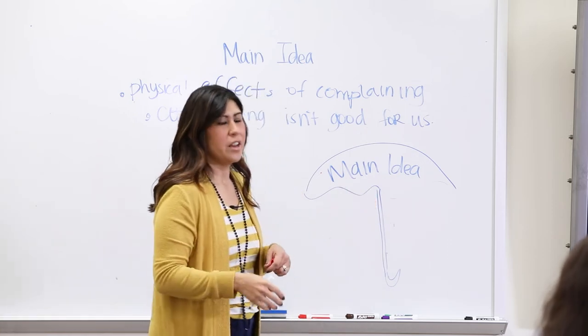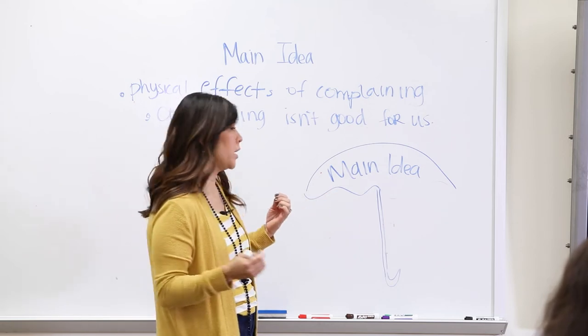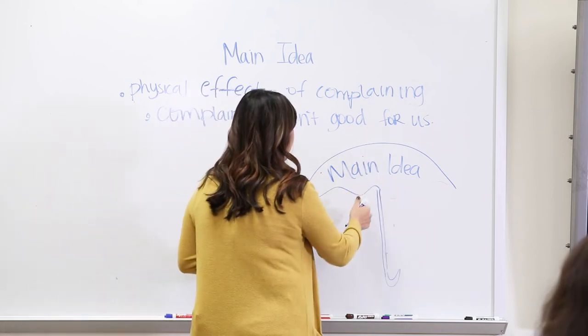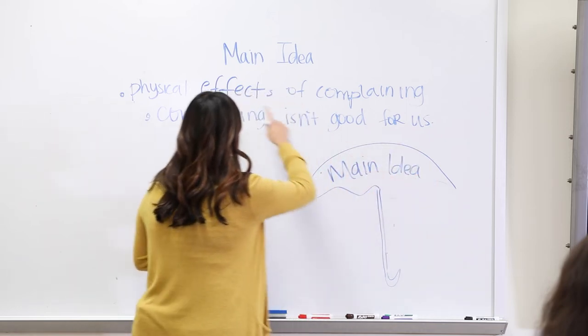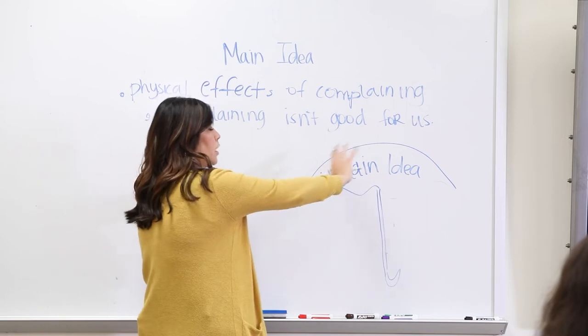writing's so subjective. Sometimes a writer has a couple of main ideas they're trying to share, right? So main idea would be like, okay, this is what it's about. Let's say we'll use that, physical effects of complaining. That's our main idea. That's our umbrella.